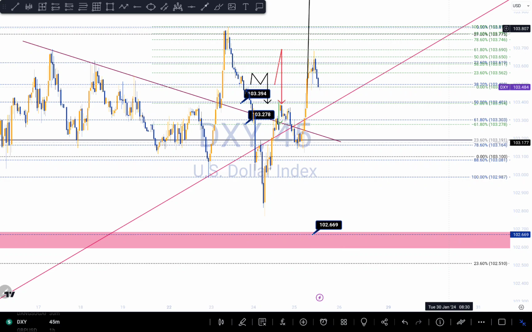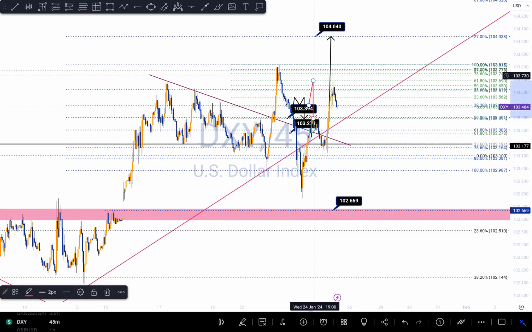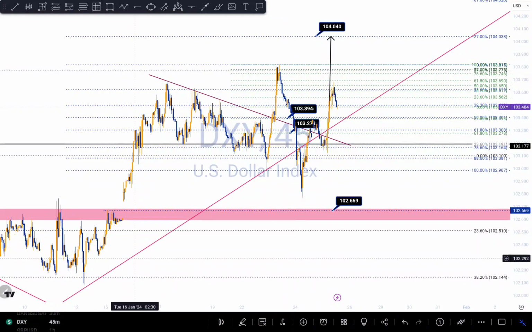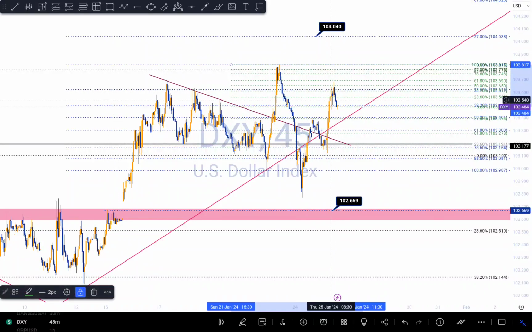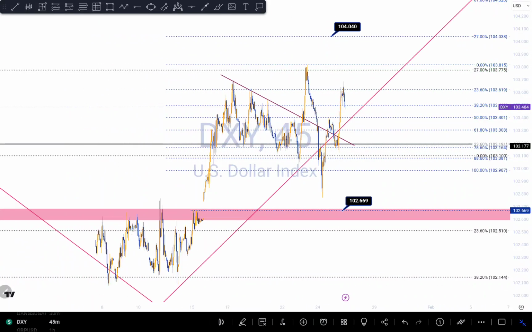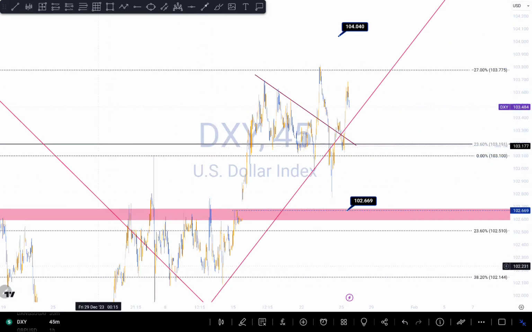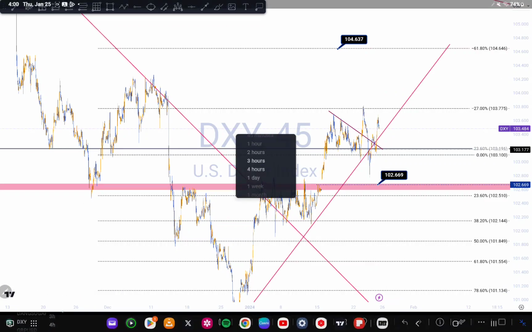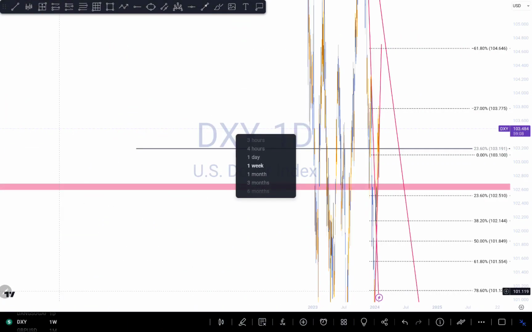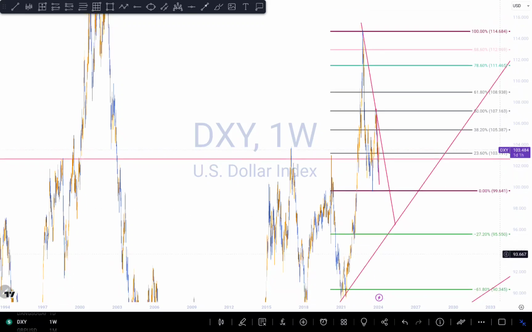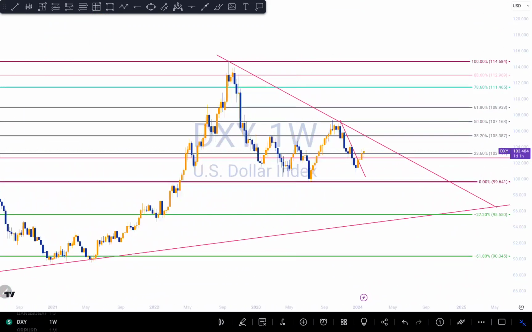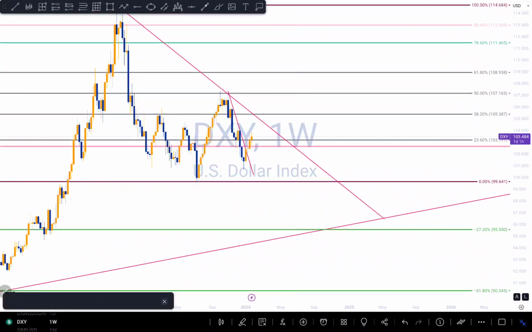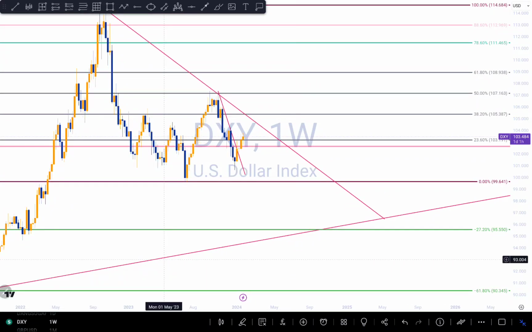So now I'm just going to delete my previous analysis on the DXY and reanalyze based on the current market price. Let's delete all these ones that I have. Just like if you've been watching my analysis, I like to do top-down analysis. So I'm going to go to a bigger time frame just to look at the overall picture. This is my weekly time frame right here.